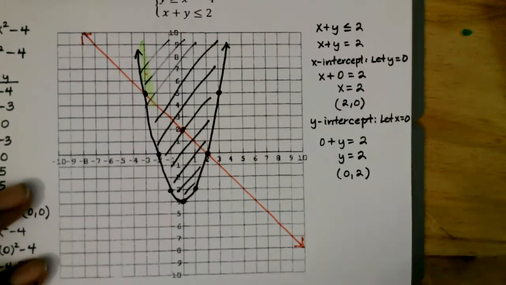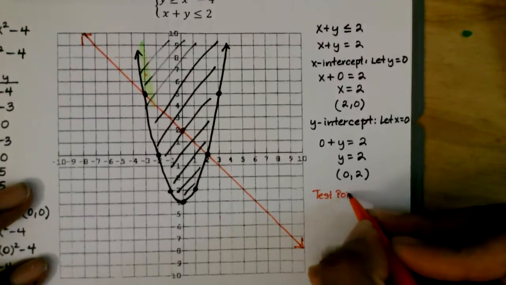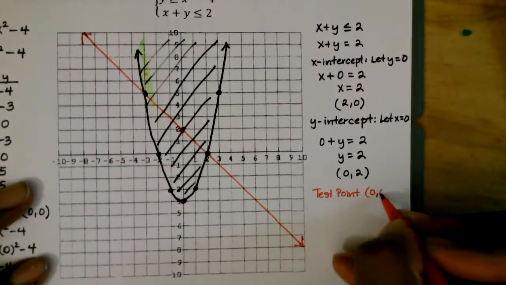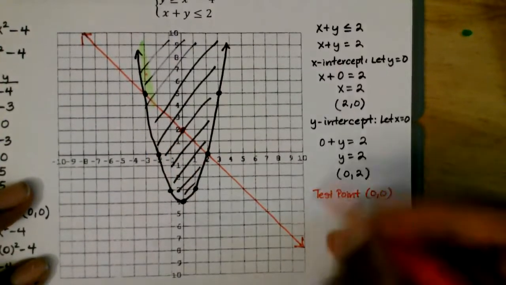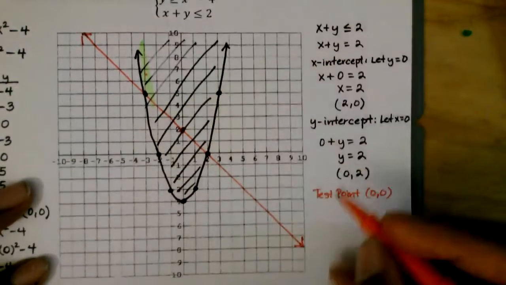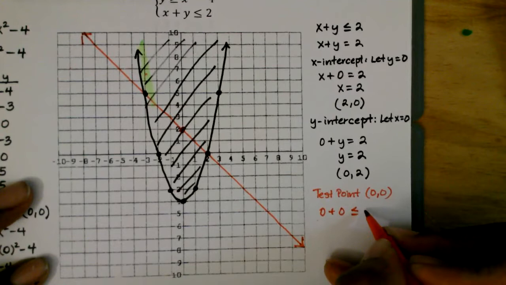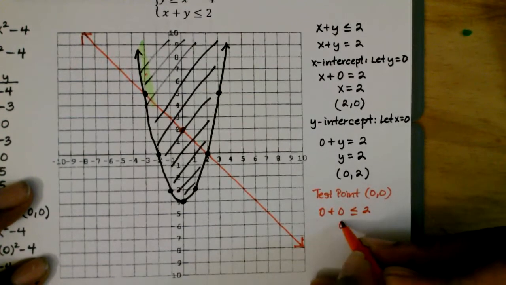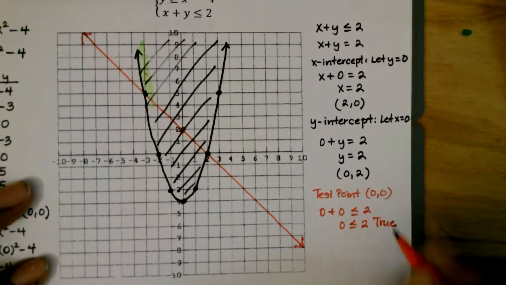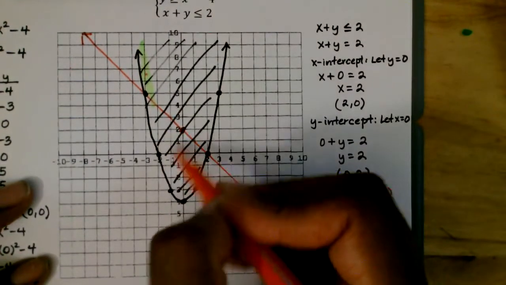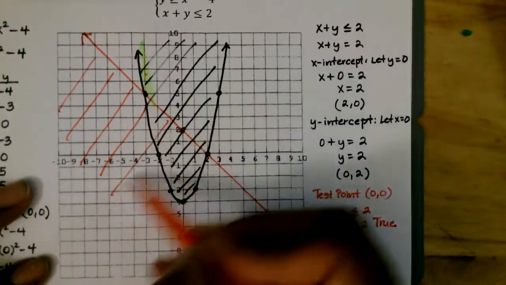Now I need a test point to see which side I need to shade. I can also use 0, 0 since the line doesn't cross the origin. Using this inequality, x is 0, y is 0. That has to be less than or equal to 2. 0 plus 0 is 0, and 0 is less than 2. So that's true. So I'm going to be shading the bottom part that contains that test point that I used.